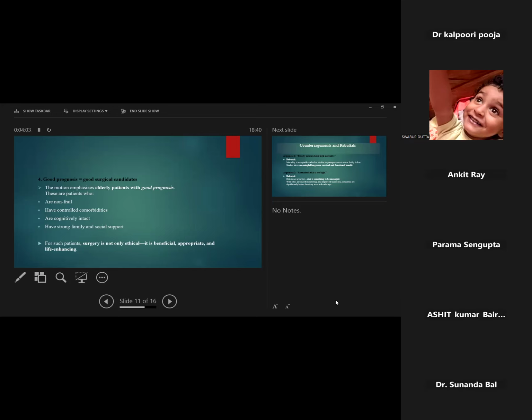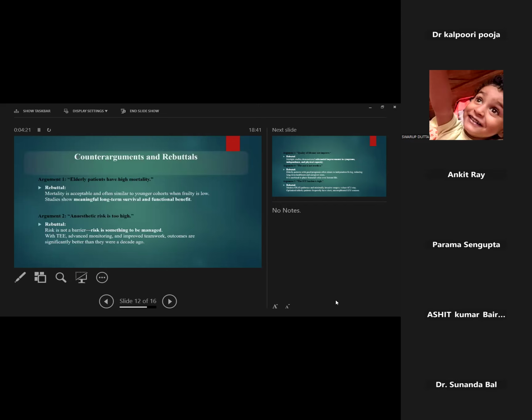So who are these patients? These are patients who are non-frail and have controlled comorbidities. They are cognitively intact and have strong family and social support. So for such patients, surgery is not only ethical, but it is beneficial, appropriate, and life enhancing.